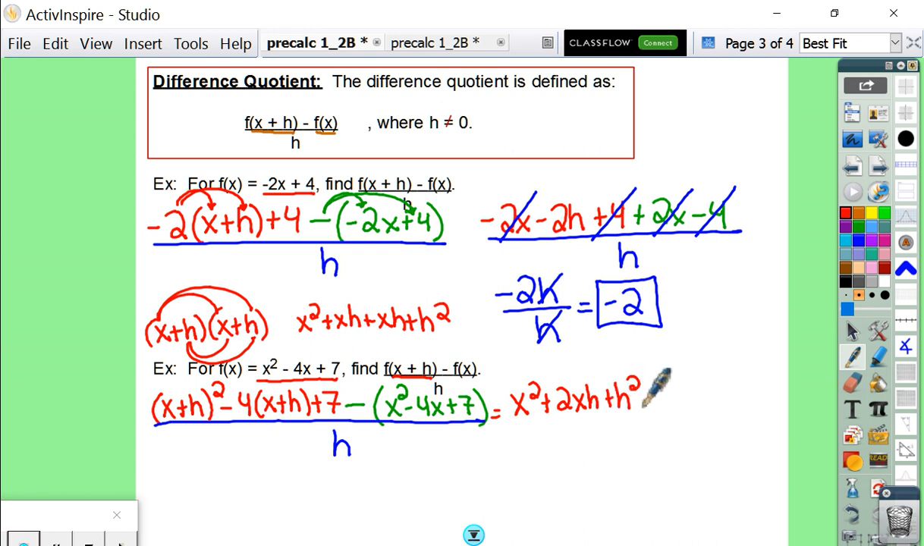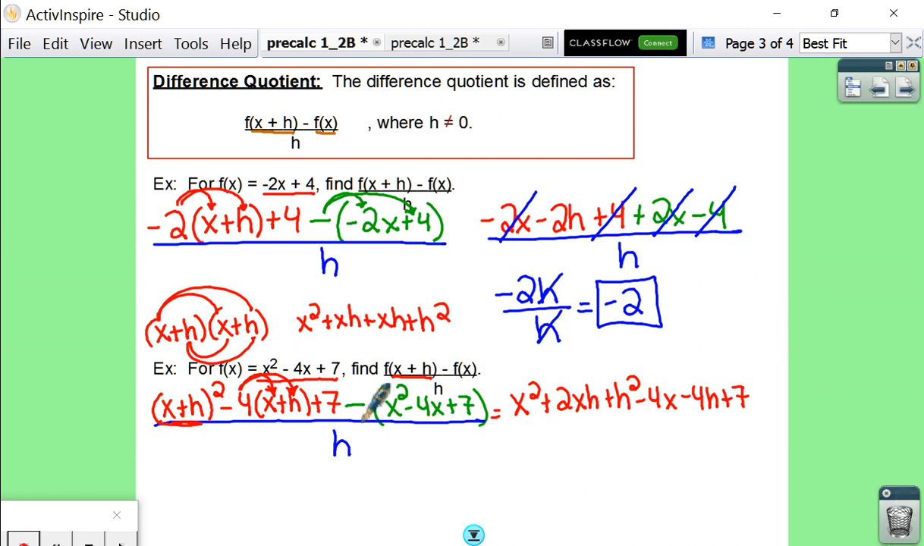Now I still have to do this part. Distribute that negative 4. So now I have a negative 4x, a negative 4h, and a positive 7. You can start seeing where this gets pretty tedious. But remember, we're going to get lots of stuff canceling out, so we just have to get there. Let me move this up. Now I'm going to distribute this negative inside. So I get negative x squared, and negative 4x, no, it's positive because I have to change that sign, and negative 7. And then the whole thing is over h.